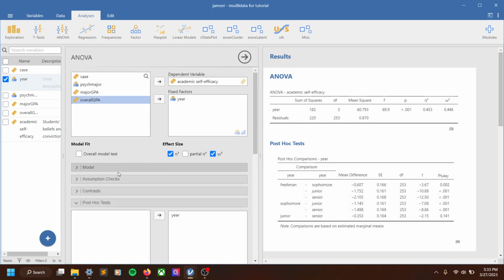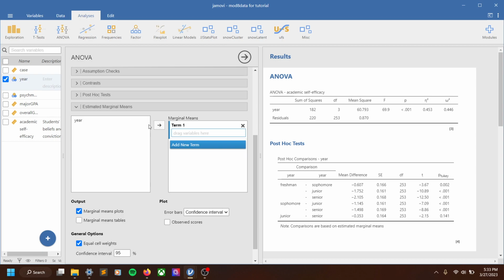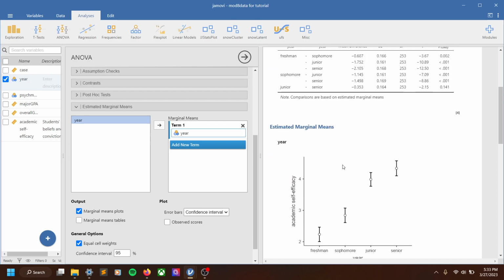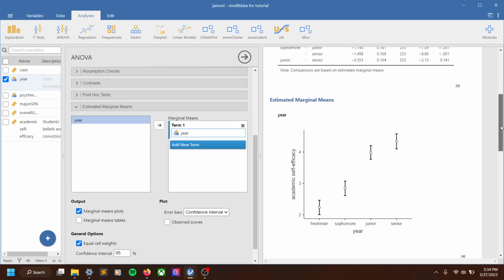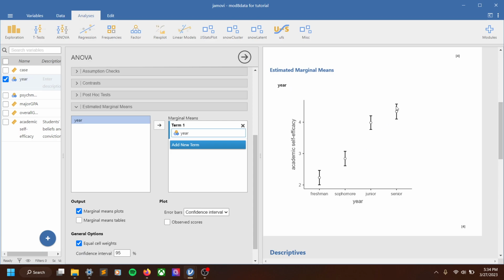But I want to go back here, and let's say I also want to plot this, right? So I want to plot just to help me understand these mean differences a little bit more. If we go to estimated marginal means, we drag that over, then this is essentially giving us those estimated means for each group. And so you can see here very clearly that seniors have the highest, freshmen have the lowest. Our y-axis here is academic self-efficacy. And it kind of makes sense then, right? You can see more substantial differences between these three groups than between juniors and seniors, right? And again, that was our non-significant comparison.